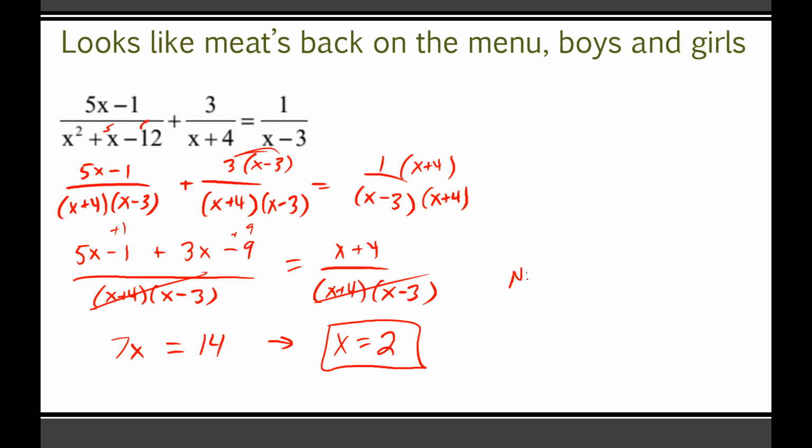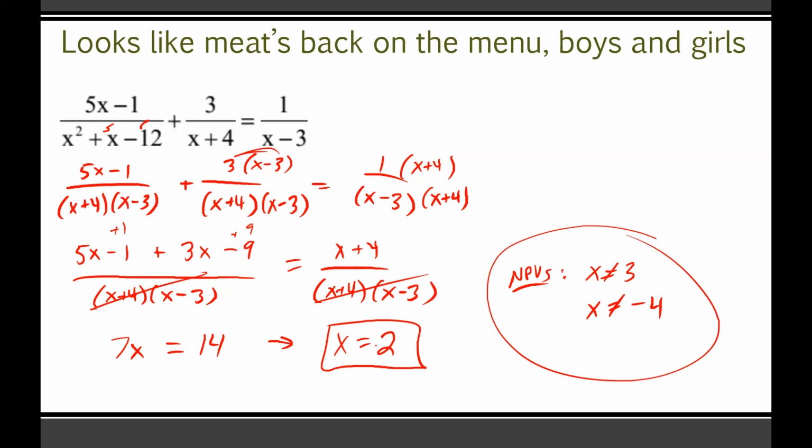Last but not least, though, let's list our NPVs. We have x cannot equal positive 3 and x cannot equal negative 4. But the good news is with these NPVs, it doesn't match what our answer is. So in other words, our answer is safe and it's clear to go.